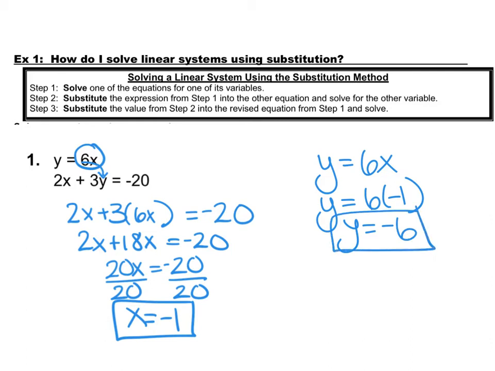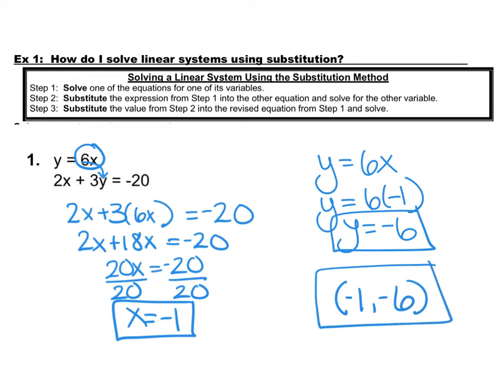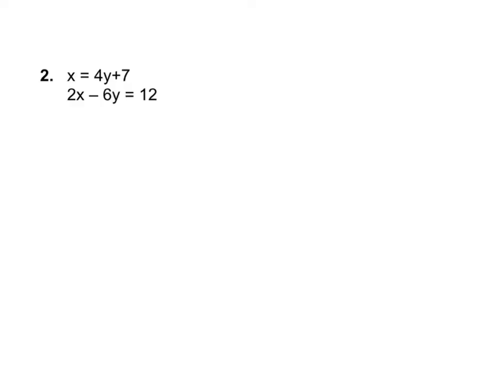And now once you have both the x and the y, the solution to this system, or the point, is negative 1, because that's my x, and negative 6, which is my y. So this is the solution to this system. And if I plugged in both points to both of those equations, like we did in the previous lesson, it would work for both. All right, let's take a look at this next one.